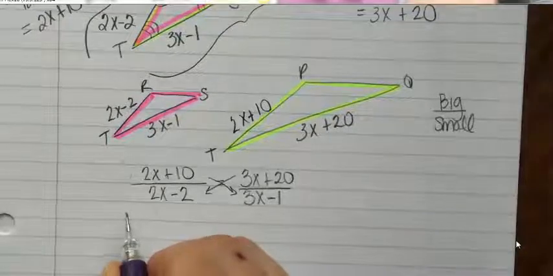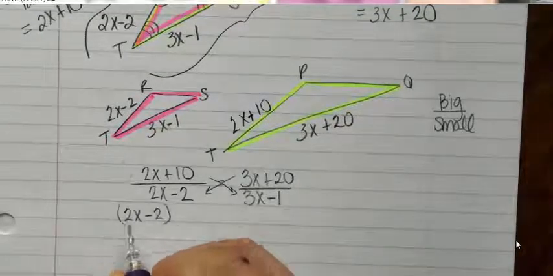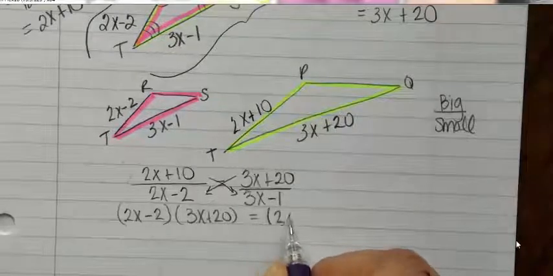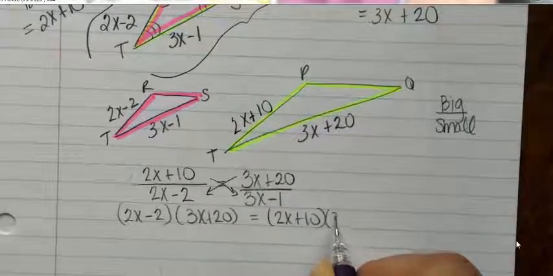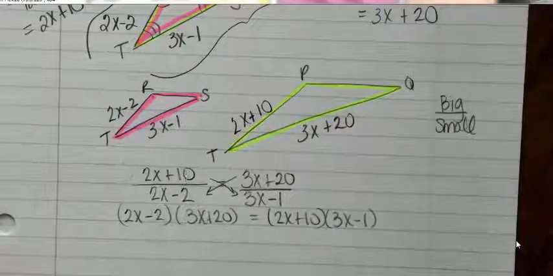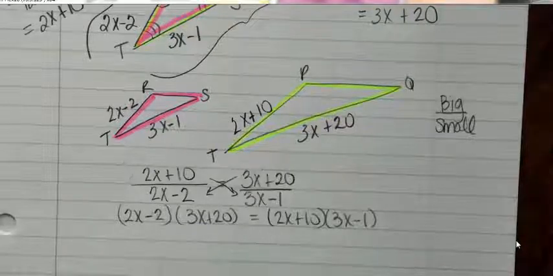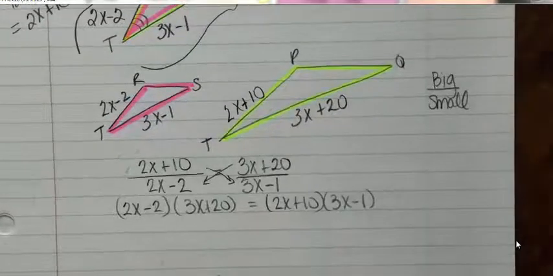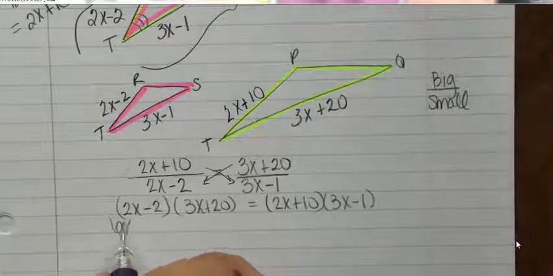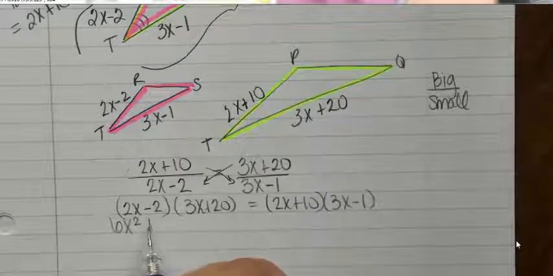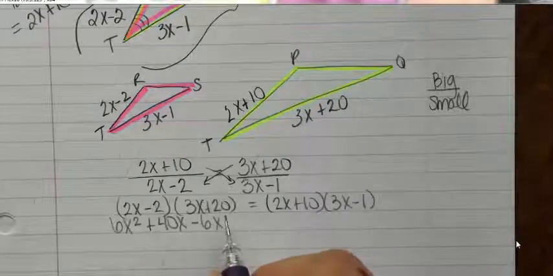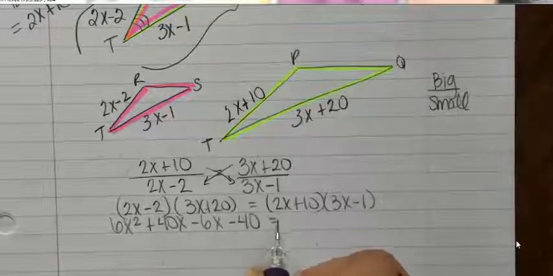Okay, and when I do that, I'm going to write it out. So I've got 2x minus 2 times 3x plus 20 equals 2x plus 10 times 3x minus 1. Just cross multiplying. And now I've got two pairs of binomials on both sides, which basically means that I need to double distribute on both sides, or FOIL on both sides. So I'm going to have 6x squared. My outers give me a positive 40x. My inners is a negative 6x. And then my last is a negative 40.